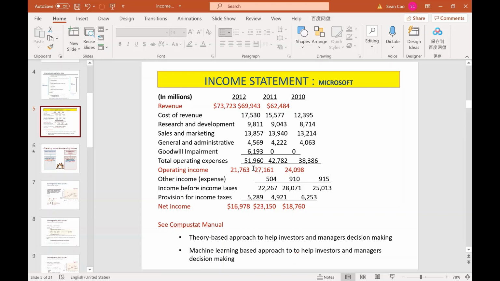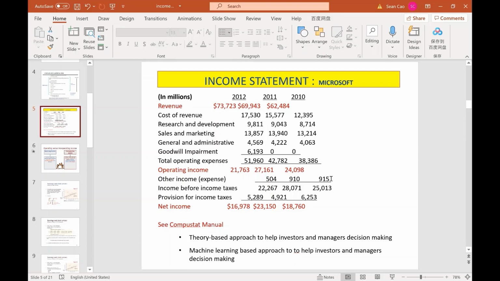You use the revenue minus the operational expense, and you get operating income. This is very fundamental stuff. I'm sure you guys know it. And then we have other income. So the company has other income, 500 some dollars, and the income before tax, and net income, and you get the final income statement.